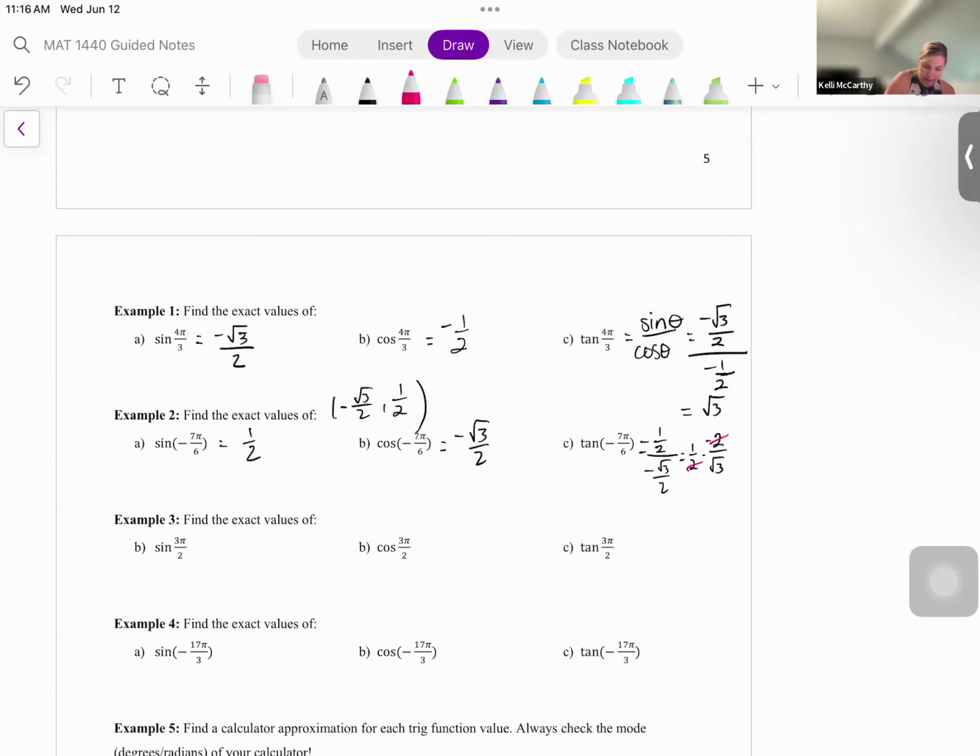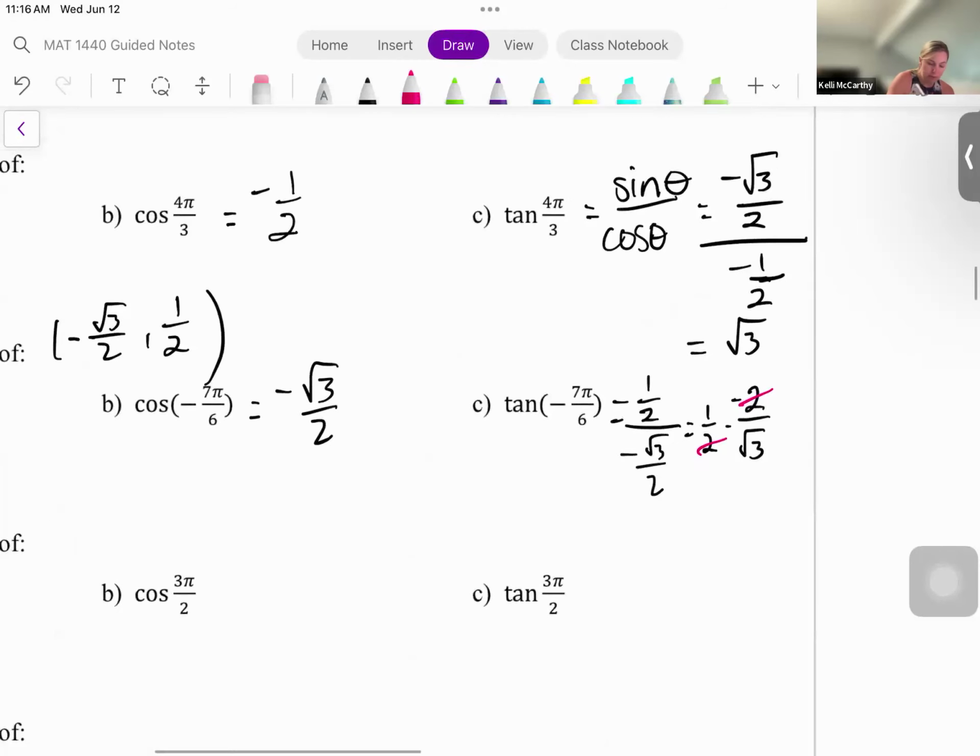Our 2's are going to cancel out. Let me make that a little bit bigger, easier to see. I'm running out of space, but this is -1 over the square root of 3. And to rationalize it, we're going to multiply by the denominator over itself, square root of 3 over square root of 3, or -square root of 3 over 3.